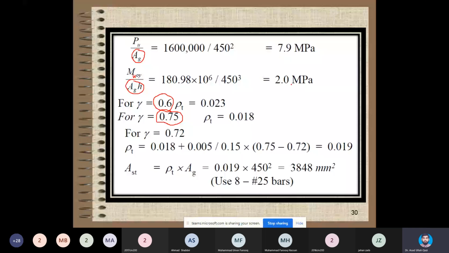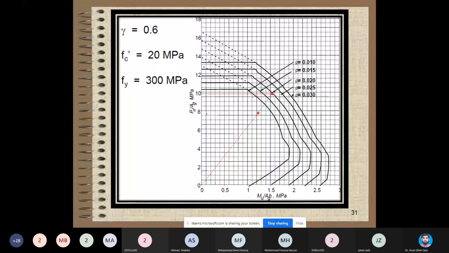So first I will go to the 0.6 picture with these ordinate and abscissa, 7.9 versus 2. So I will be somewhere over here, in between 2 and 2.5%. If I judge very accurately on this graph, it suggests 2.3%. So you need 6 by 6 eyesight to very accurately locate yourself.